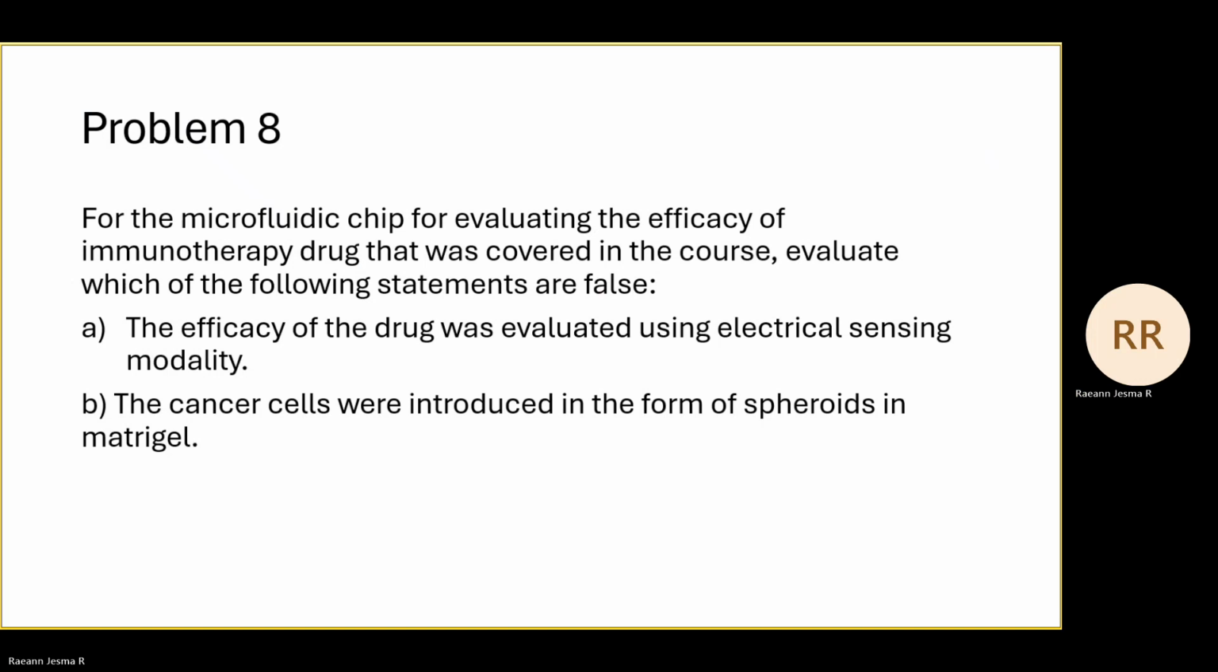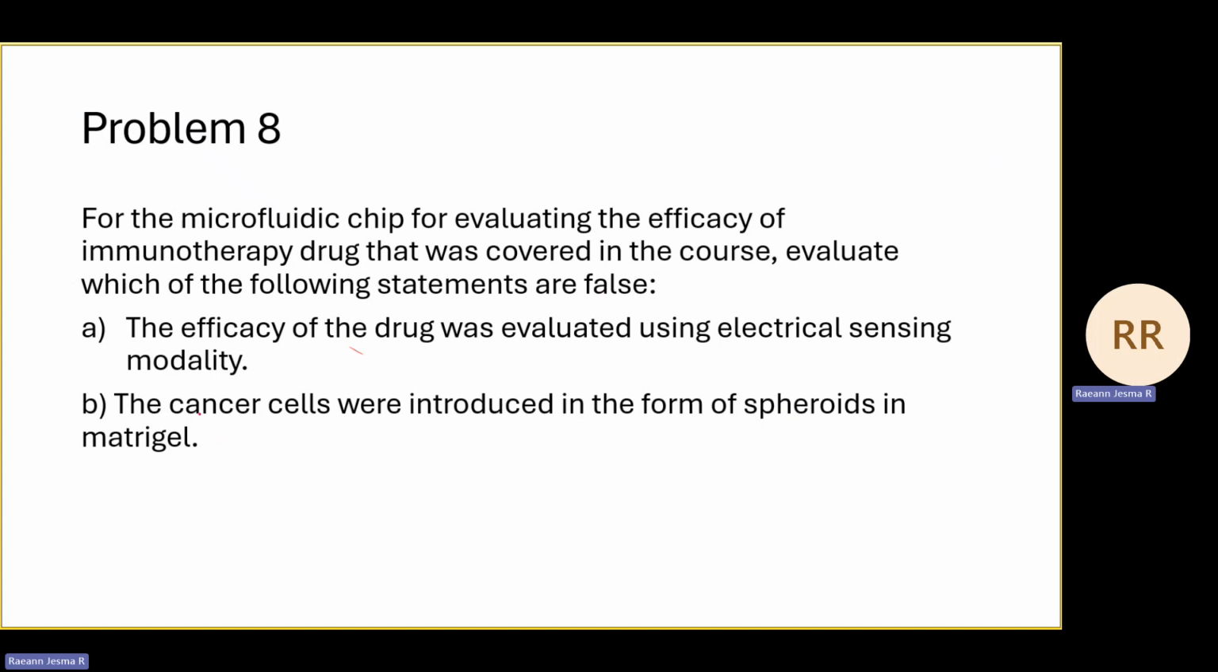Okay. So here we know that we are using electrical sensing modality in order to test the efficacy of the drug. So option A is correct. Now option B, we just have to see whether the cancer cells were introduced in the form of spheroids, which we saw in the previous question, that we are forming spheroids from the tumor cells in matrigel.